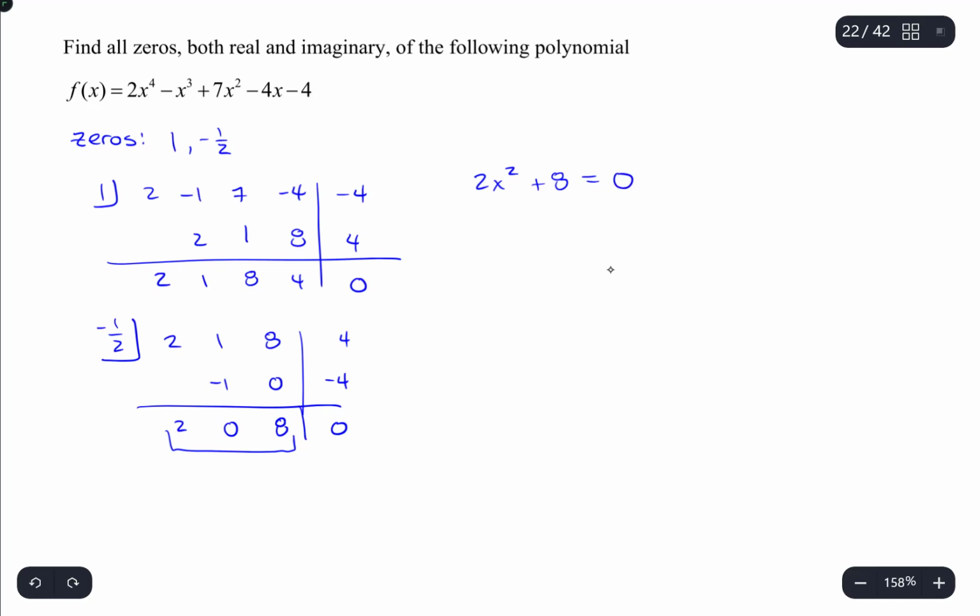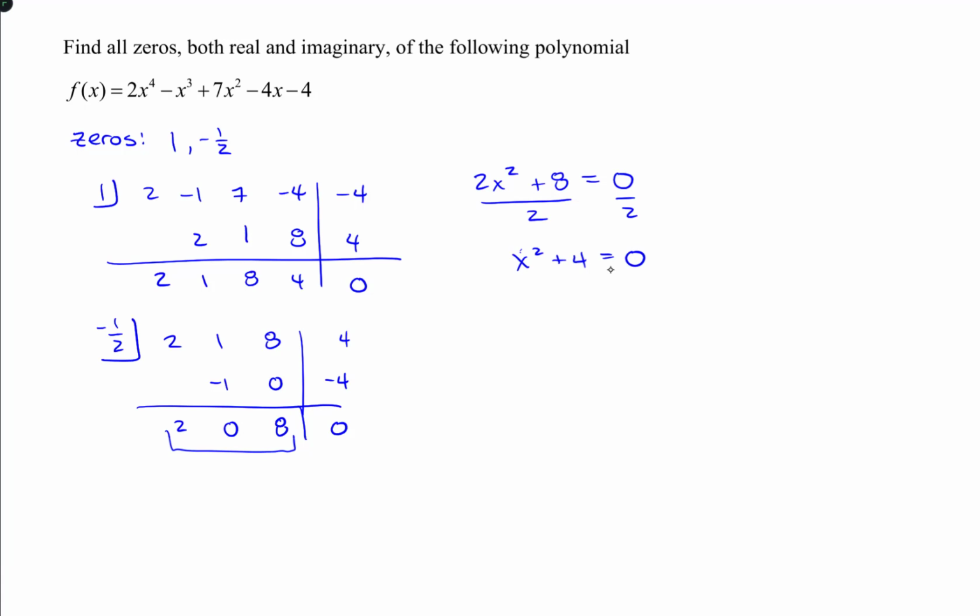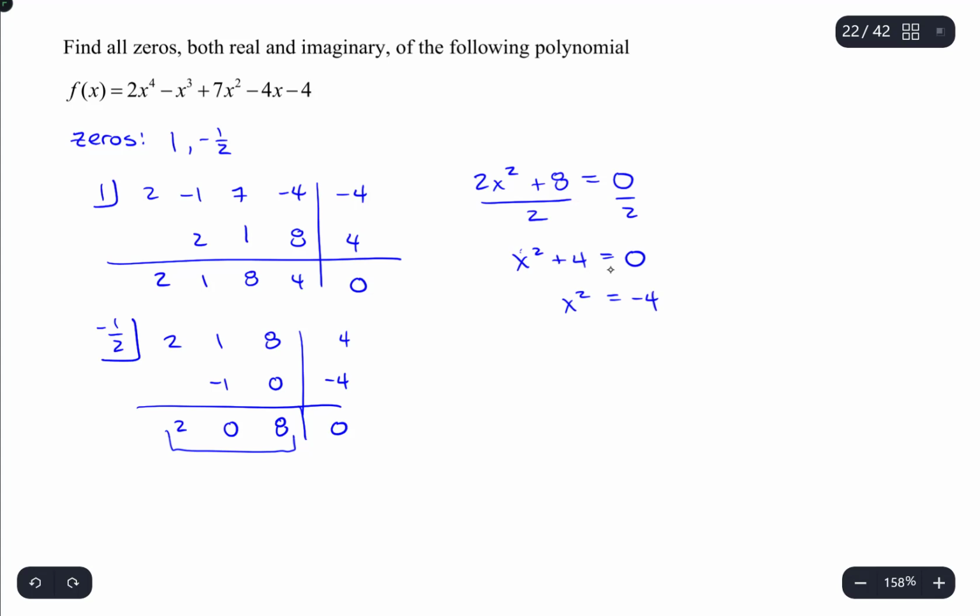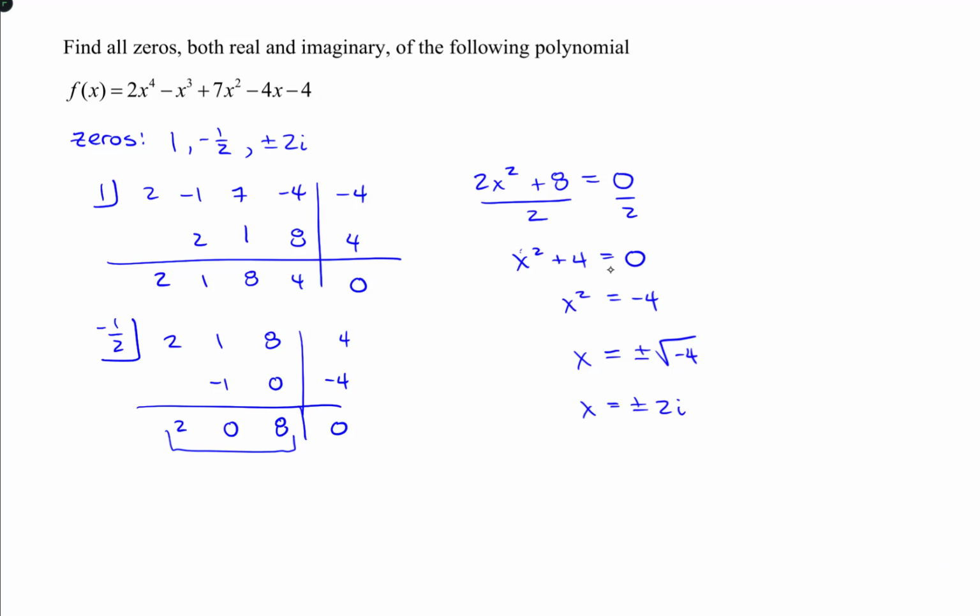So I'll just set this equal to 0 and solve. First thing I can do is divide both sides by 2. So x squared plus 8 becomes x squared plus 4, because I'm dividing each term by 2 there, equals 0. Then if I subtract 4 to the other side, I have x squared equals -4. And if I take the square root of both sides, it's x equals plus or minus the square root of -4, which can be written as 2i. So the remaining zeros here are plus or minus 2i.